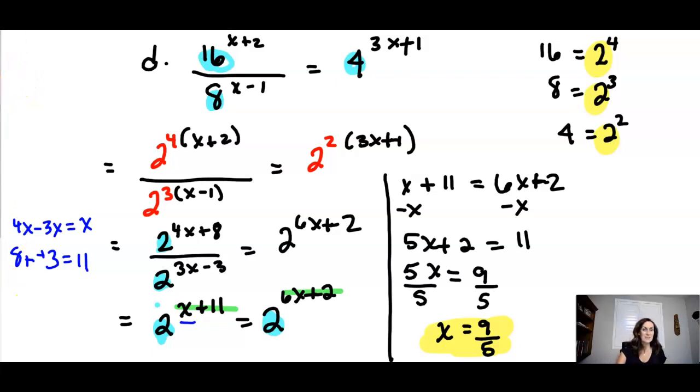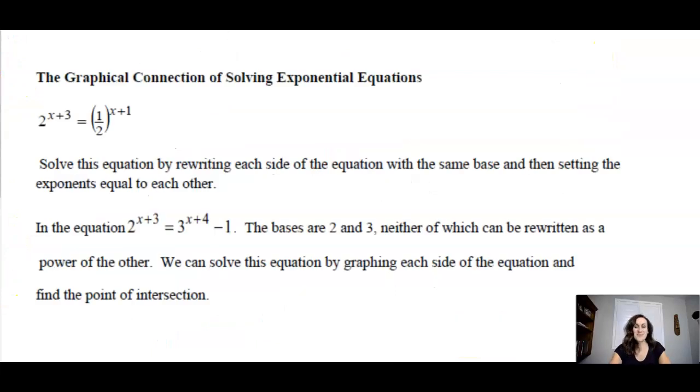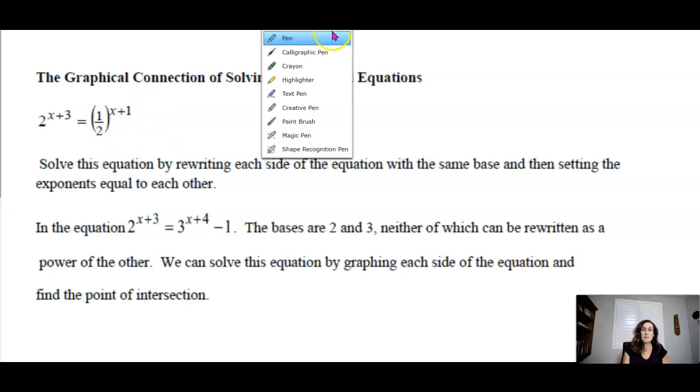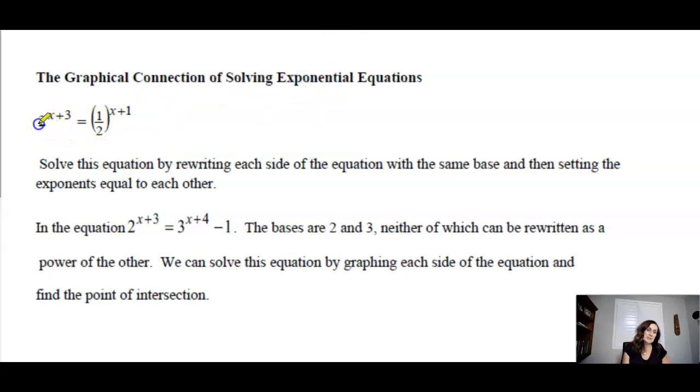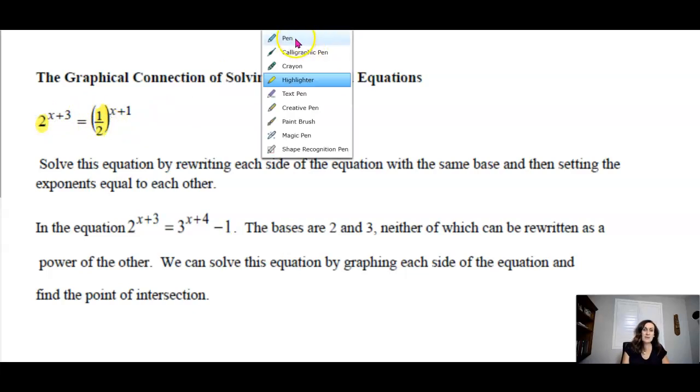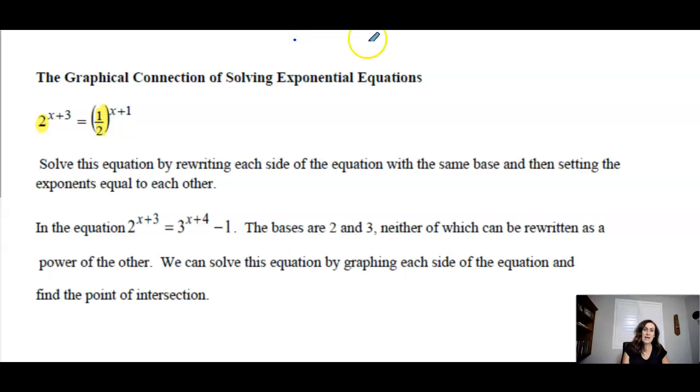Let's look at the next one. In this example, we're going to make the graphical connection to the algebraic problem. The very first thing I'm going to do is solve this equation algebraically, and then I'm going to solve it graphically so we can see that we get the same answer. What we've been doing all along is trying to get the bases to be the same. And so I want to rewrite that 1/2 as a base 2.